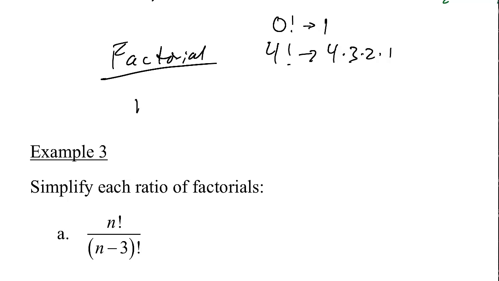But if I have n factorial, this can be written as n times n minus 1. You're taking away an integer, taking away another, taking away another, all the way down until I get to times 1.